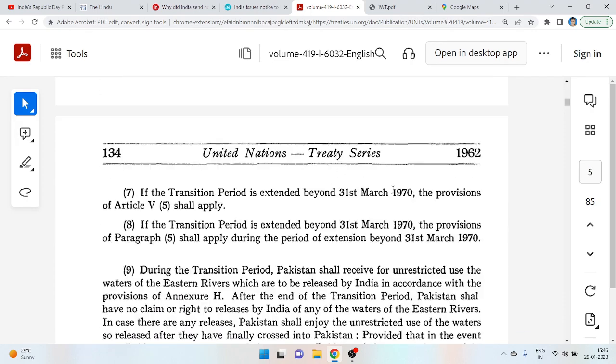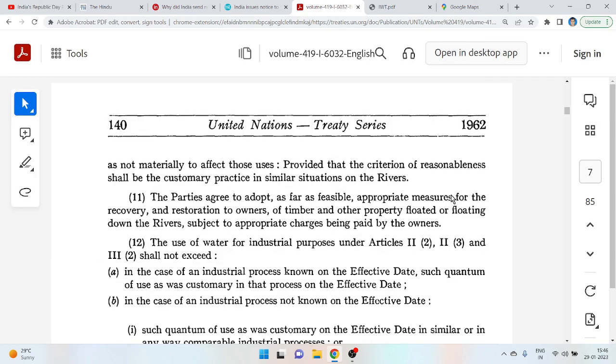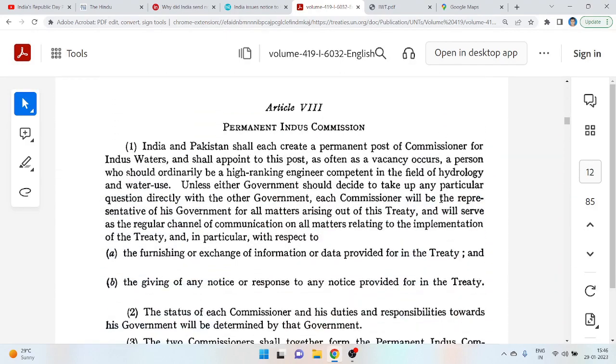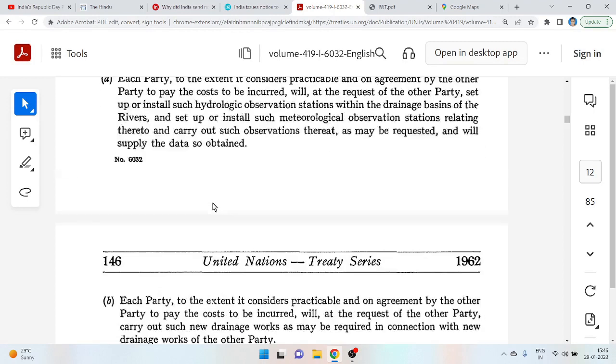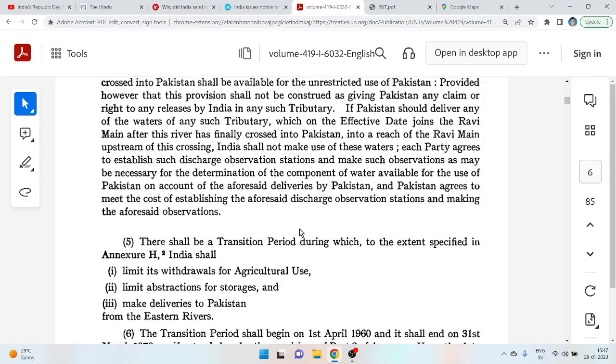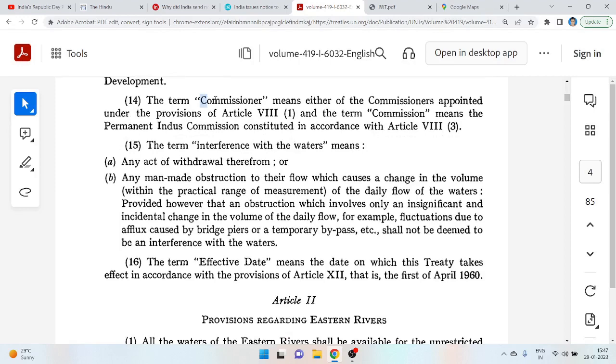What is Article 8? This is Article 8. India and Pakistan shall each create a permanent post of Commissioner for Indus Waters and shall appoint to the post, as often as a vacancy occurs, a person who should ordinarily be a high-ranking engineer competent in the field of hydrology and water use, unless either government should decide to take up any particular question directly with the other government. Each commissioner will be the representative of his government. Okay, that is the function of commissioner. Next, go back to that portion. Okay, so I have already told you about commissioner.